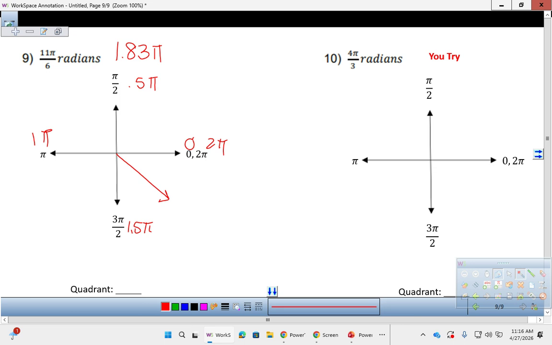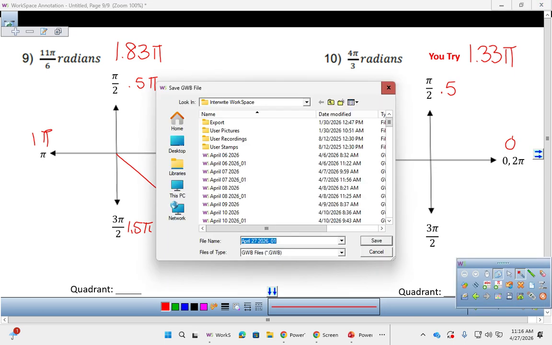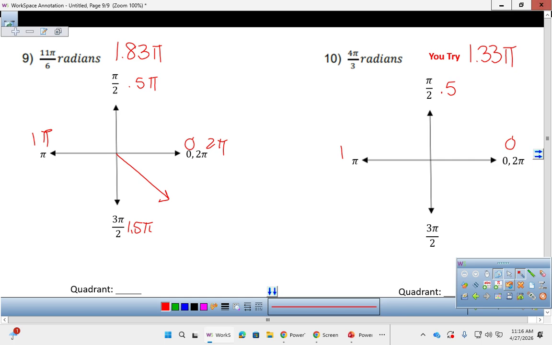All right, let's look at 4/3. 4/3 is 1 1/3. So 1.33 pi. So if this is going up by 1/2, so that's just 1. What quadrant is 1.3 gonna go in? 3.